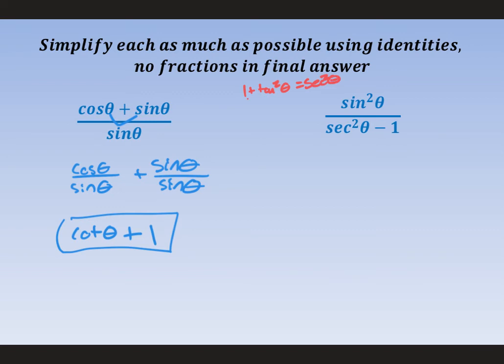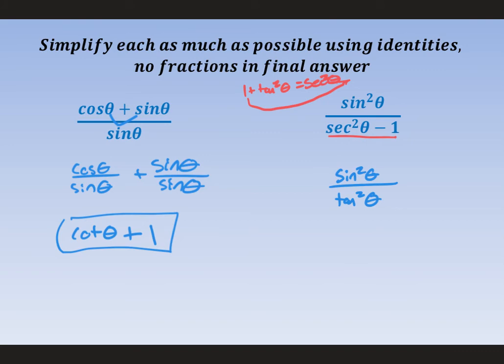Well, if I take this 1 and I subtract it to the other side, I get secant squared theta minus 1. Well, what does secant squared theta minus 1 equal? It equals tangent squared. So I'll go ahead and change that to be sine squared theta over tangent squared theta. And I only know to do that because I know my identities. I've taken the time to memorize them like you should, and it'll help you out a lot in these problems to be able to do that.